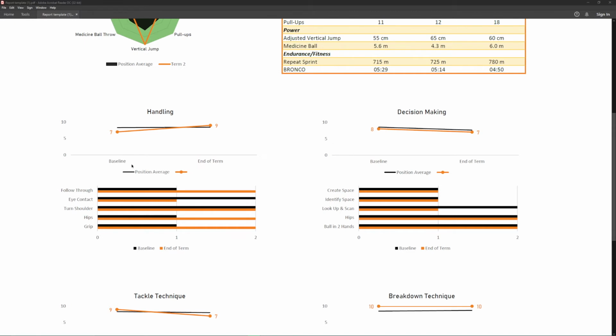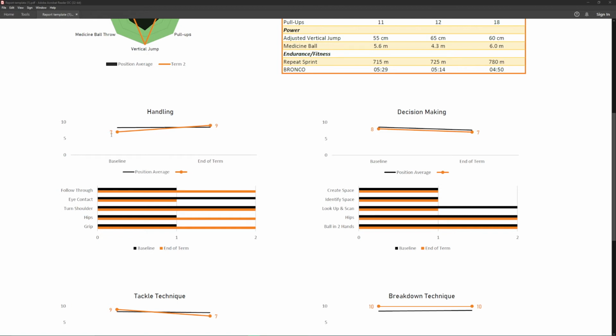This compares the position average in black to the player's end of term score in orange. The first data point is his baseline score for the player and for the position average, and then we have the end of term 2 score for the player and the position average. So here it's an easy way to quickly see and compare how he scored at the beginning of the year, how he improved, how the rest of the group performed, and what he scored now.